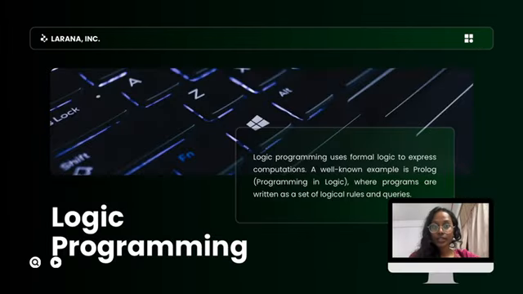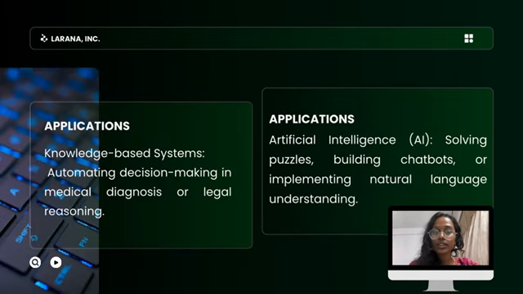Logic programming is a programming style that uses formal logic to express computations through facts, rules, and queries. Instead of specifying step-by-step instructions, it defines what is true and lets the system infer how to reach a solution. Prolog is a well-known example, where developers create rules to define relationships between data and the system uses inference to answer queries. This approach is particularly useful for tasks involving reasoning, such as knowledge-based systems like medical diagnosis or legal reasoning, where it helps automate decision making.